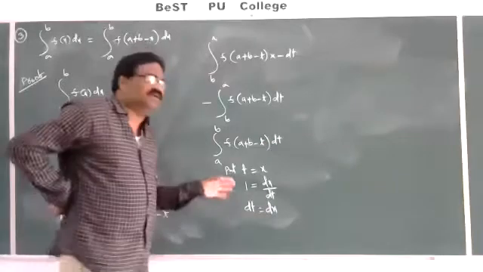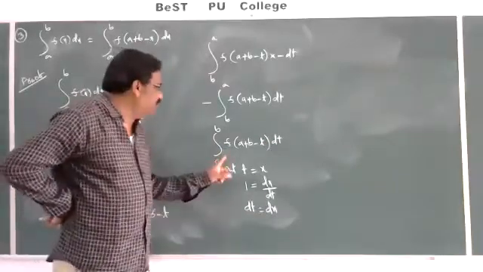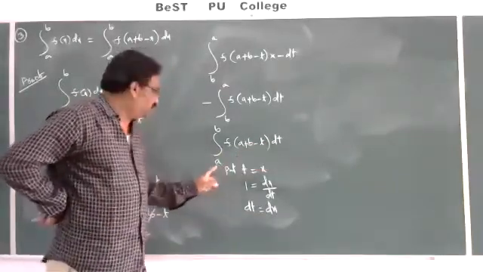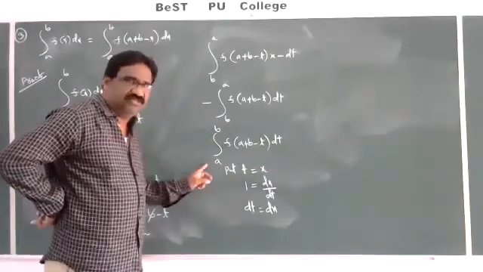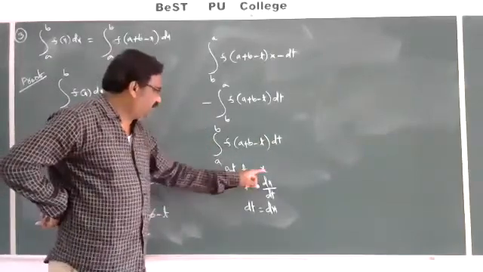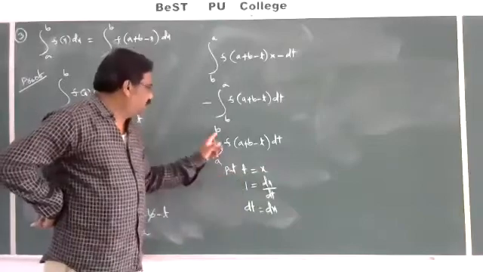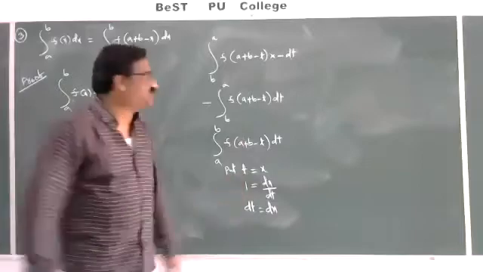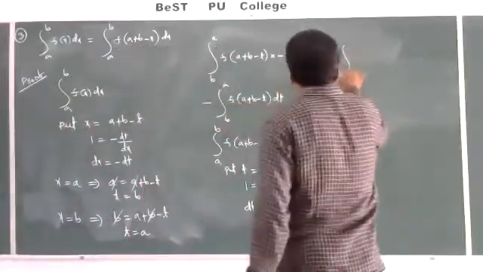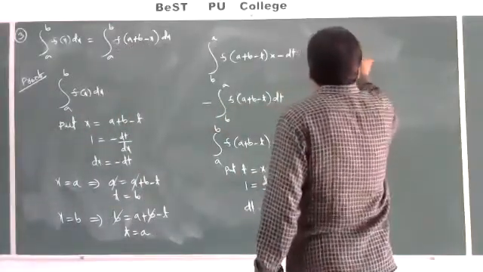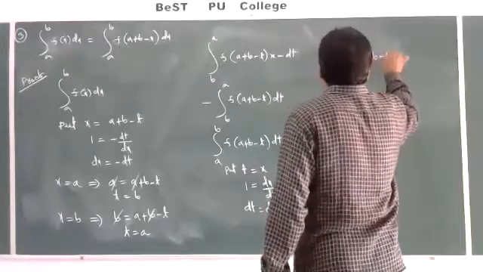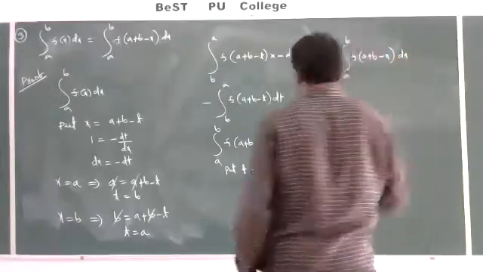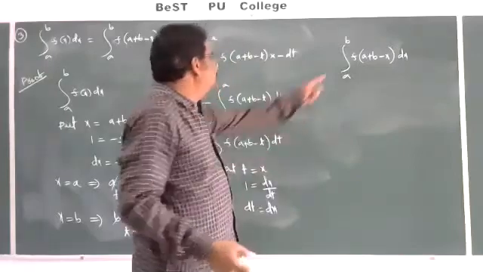Limits also do not change. For example, here the limits depend on t. These are t values. t is equal to a, x is equal to a. t is equal to b, x is equal to b. We get the same limits. That is integral a to b, f of a plus b minus x dx. dt is dx, t is x.